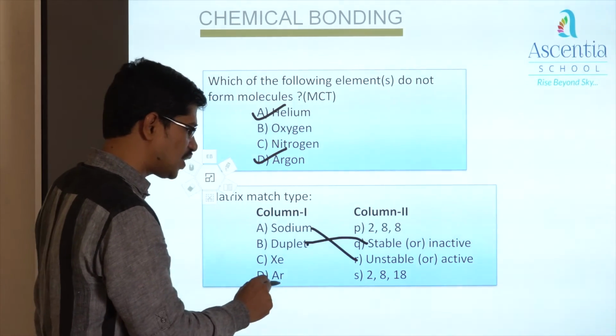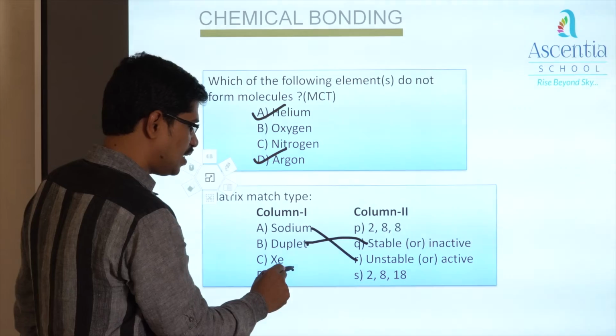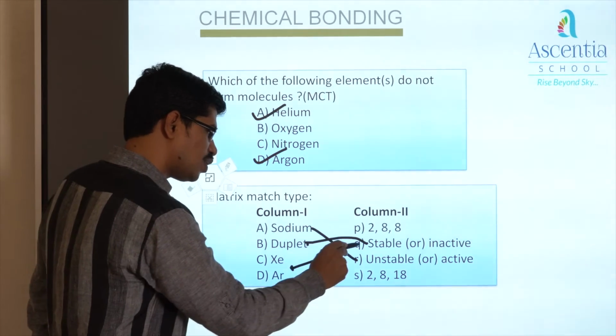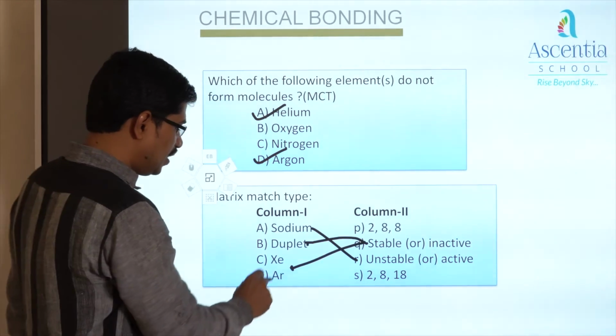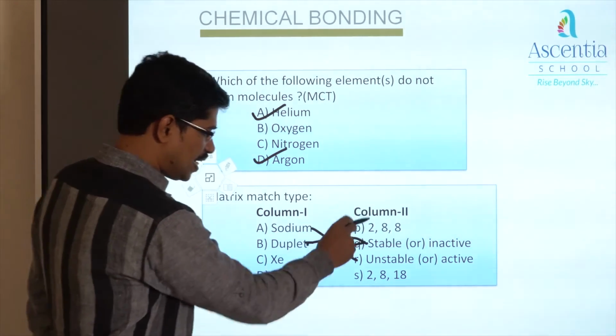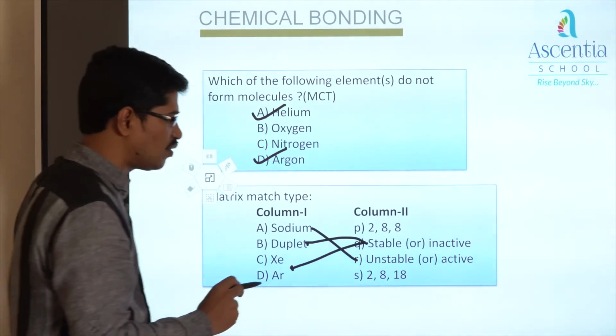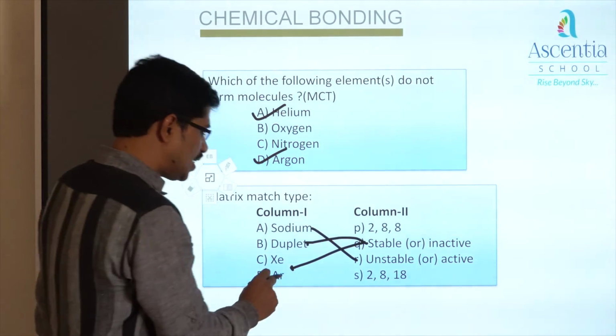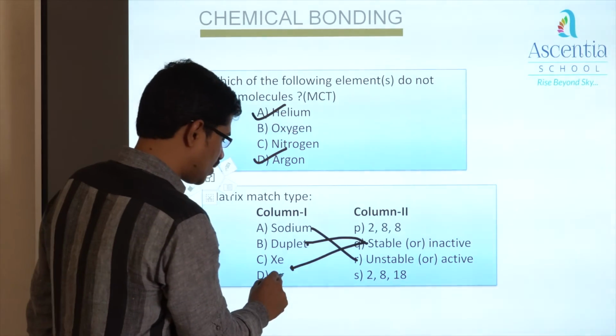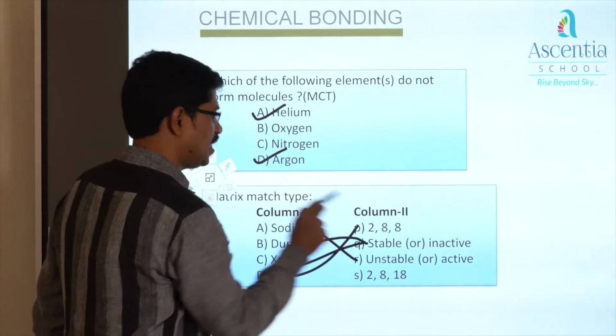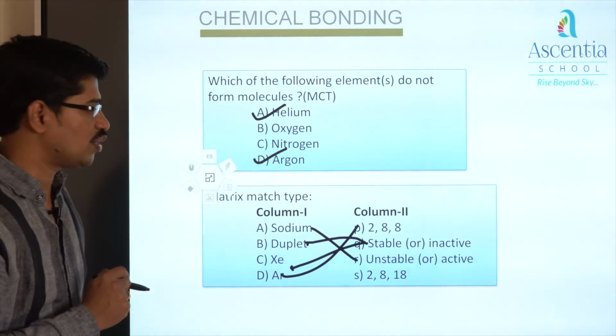What about xenon and argon? These two are also elements of stability, therefore these two are also stable and inactive. In xenon and argon, is there any electronic configuration matching? Xenon's atomic number is 54, and an electronic configuration matching does not exist. Argon's atomic number is 18, and its electronic configuration is 2, 8, 8.